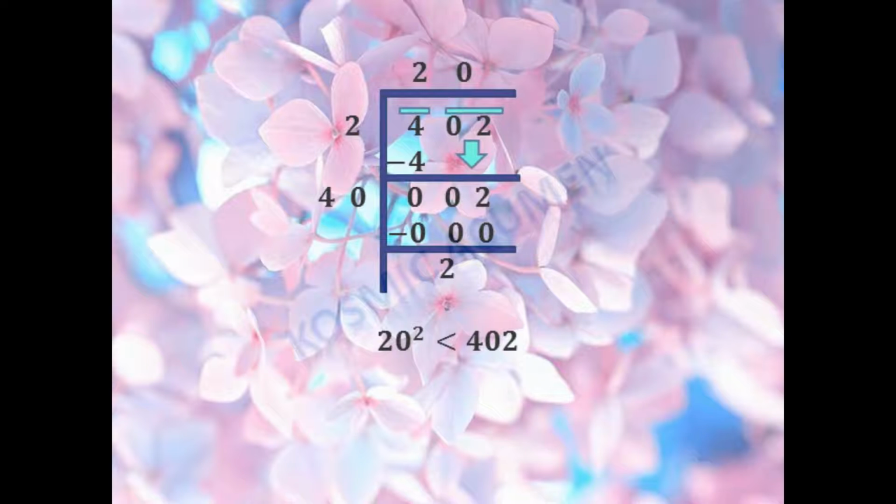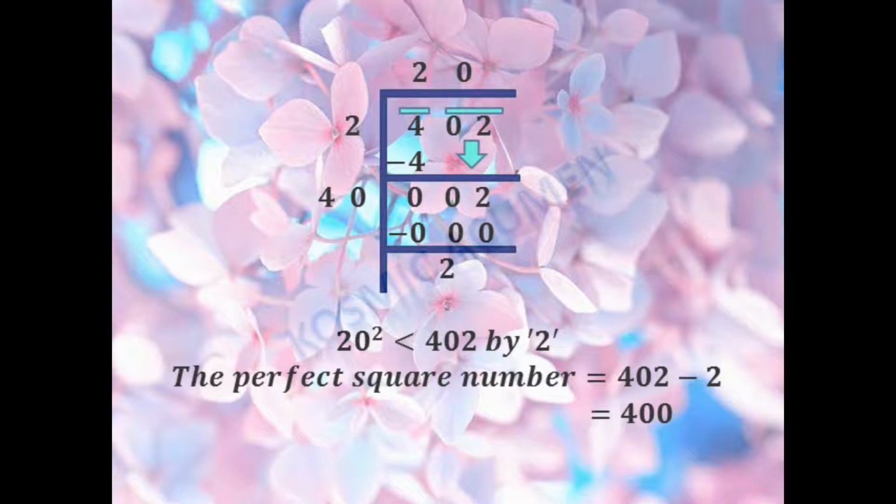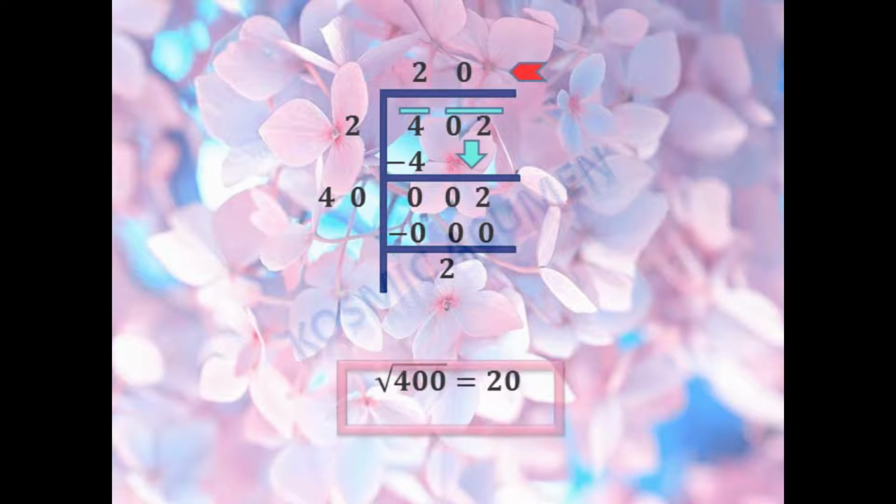Now, whatever the remainder we have, that is 2 in this case, we'll say that the least number that must be subtracted from this number, that is 402, so that we get a perfect square number, is 2. So let us subtract this 2 from 402 and see what we have. We get 400. Now this 400 is a perfect square number that we've obtained. We need to find the square root of this number here, which is 20.